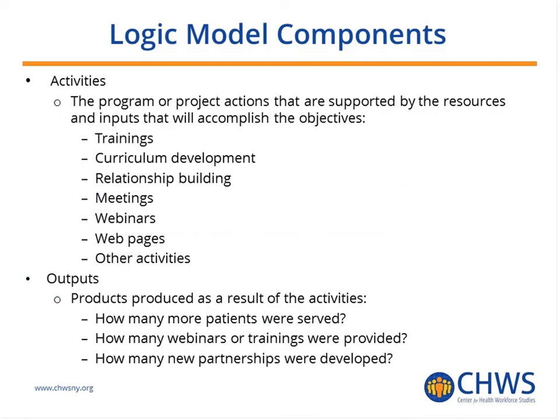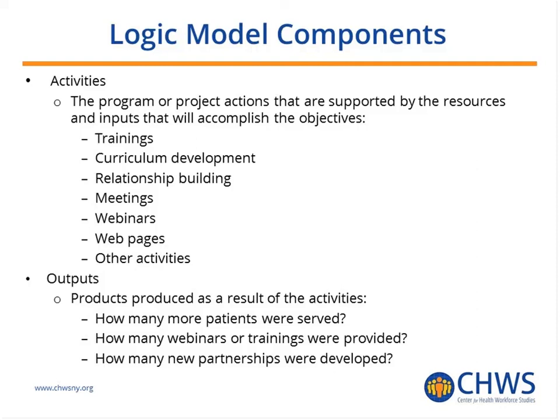So we've talked about what you're putting in, staff time, dollars, whatever, and you're creating some activities. You're creating trainings, or developing curriculum, or building relationships, or having meetings or webinars such as this. Those are all activities. If you're looking at a process evaluation, it would be very important to look at activities. As you think about outcome evaluations and other types of evaluations, the activities are important, but it's also what they lead to, which in this case are your outputs.